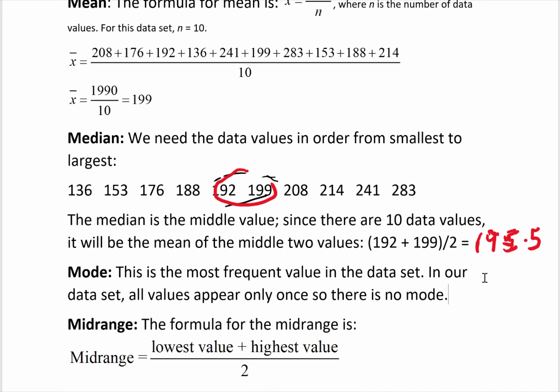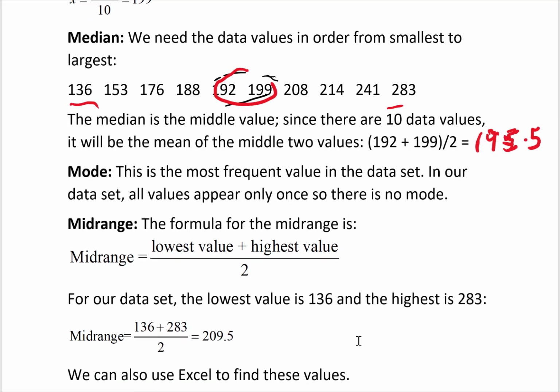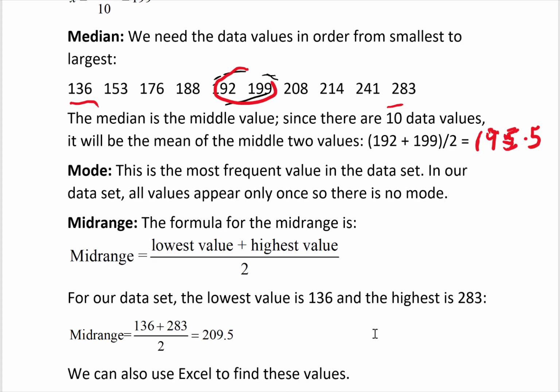The mode is the most frequent value in a data set. In our data set, all 10 values appear only one time, so there is no mode. The mid-range is the lowest value plus the highest value divided by 2. In our data set, the lowest value is 136 and the highest value is 283. And so if I add those together and divide by 2, I get 209.5.